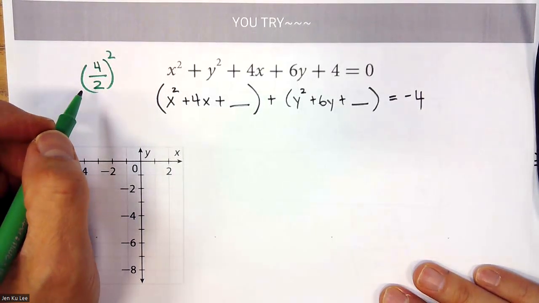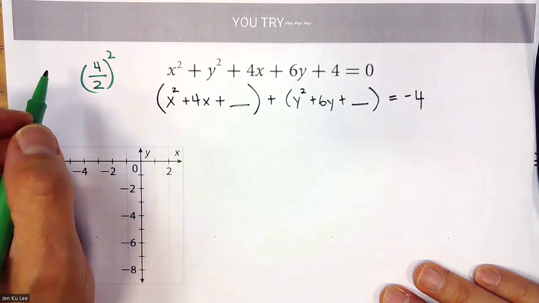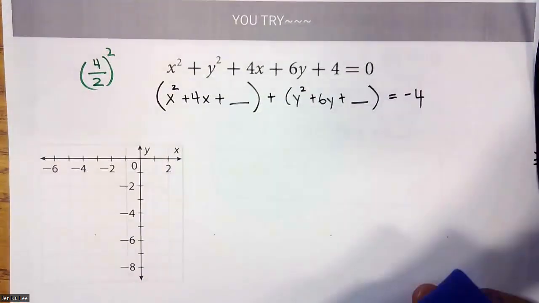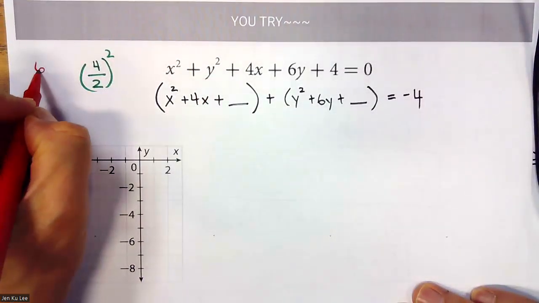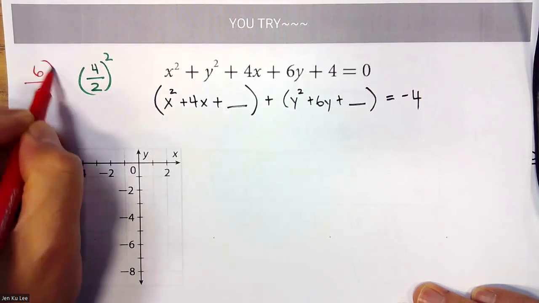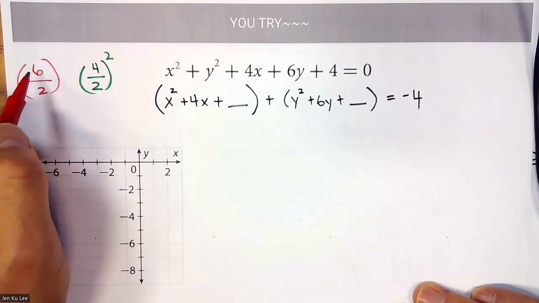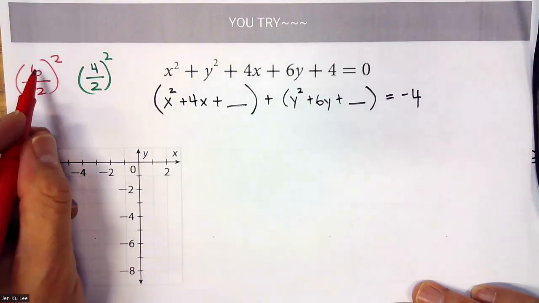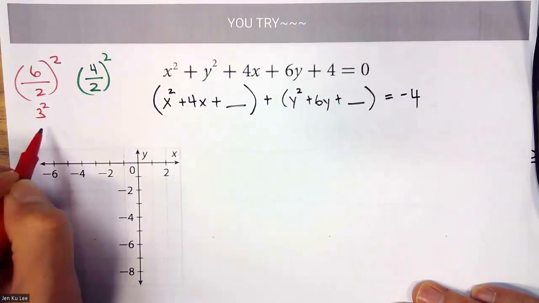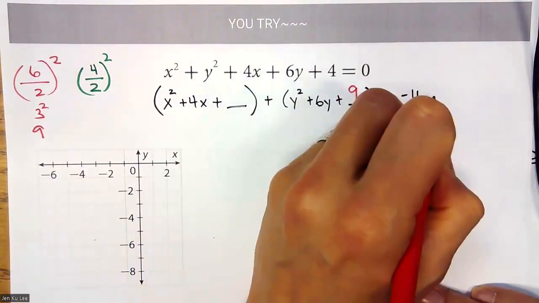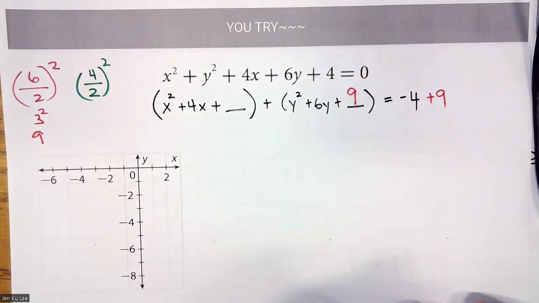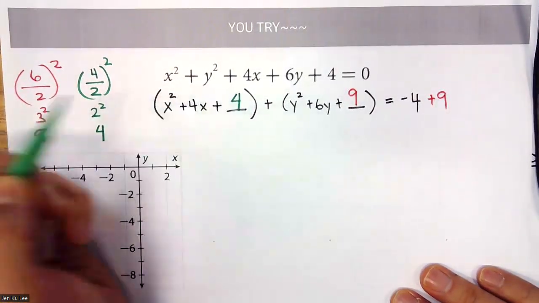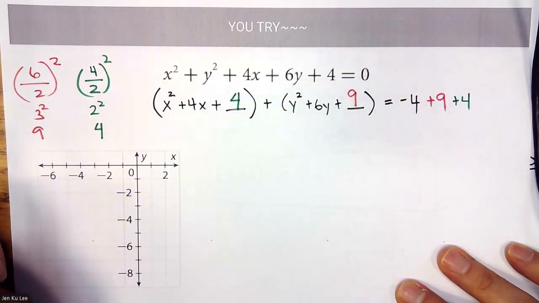Remember Bop It? The game? That's how I remember it. Because we're getting the value of, let's do the y as well. We're going to half it, square it. Okay. So 6 divided by 2 is 3. 3 squared is 9. So I'm going to add 9 here, add 9 here. 4 divided by 2 is 2. 2 squared is 4. So add 4 here and add 4 here.